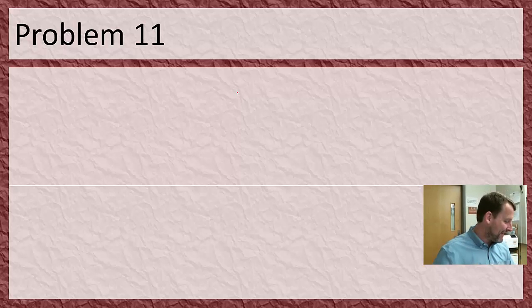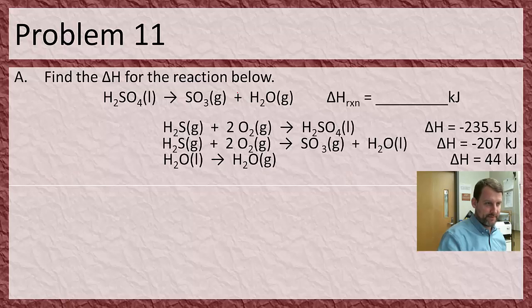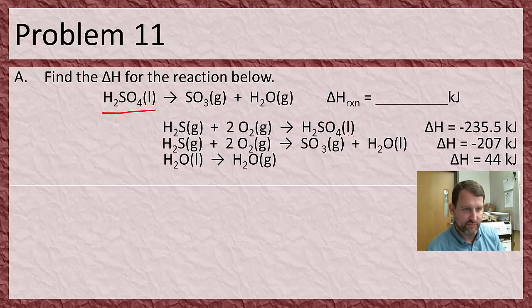So problem number 11, let's do it. Right here's problem number 11. Whoops. There it is. Now in this one, I noticed I need sulfuric acid in the reactants, and I'm trying to find it. Here it is. It's in the products. I'm going to flip this one. I need SO3 in the products, and here it is in the products. So I'm not going to flip this one. And here I need H2O in the products, and it's a gas. So I have H2O gas here in the products.